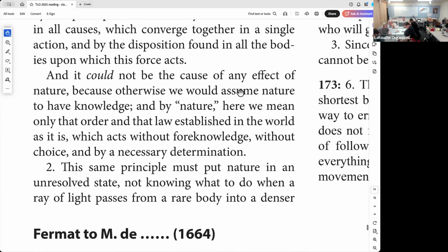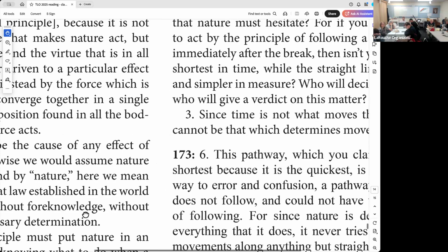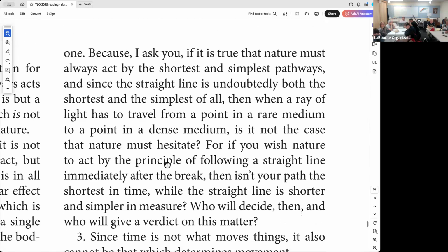And it could not be the cause of any effect of nature, because otherwise we would assume nature to have knowledge. And by nature, here we mean only that order and that law established in the world as it is, which acts without foreknowledge, without choice, and by a necessary determination. The same principle must put nature in an unresolved state, not knowing what to do when a ray of light passes from a rare body into a denser one.